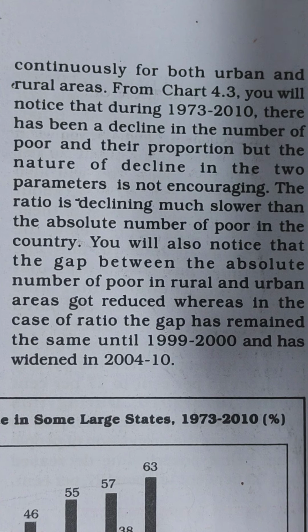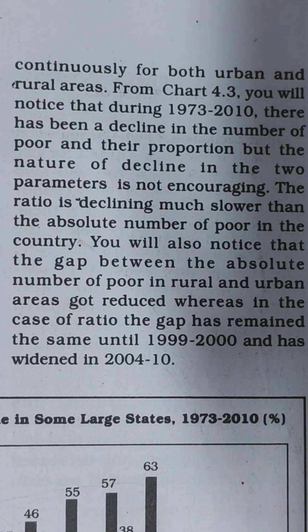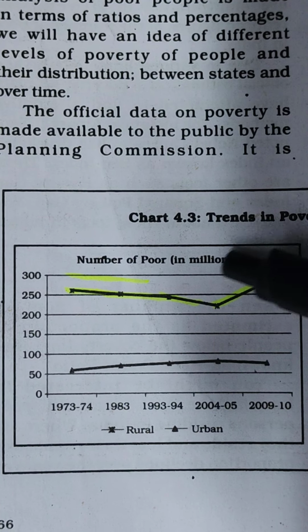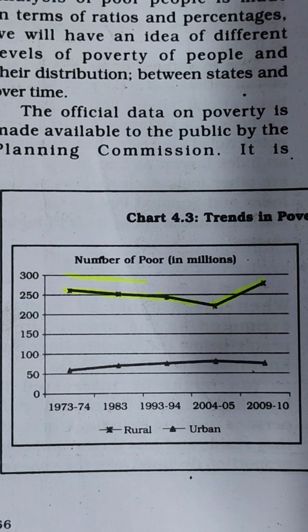You will also notice that the gap between the absolute number of poor in rural and urban areas got reduced, whereas in the case of ratio, the gap has remained the same until 1999-2000. It has widened in 2004-05. Let us examine this graph.